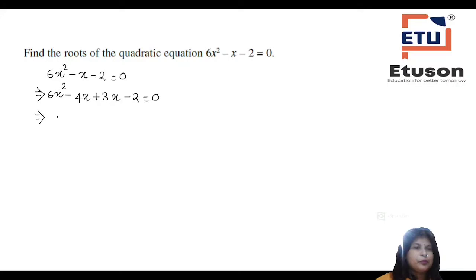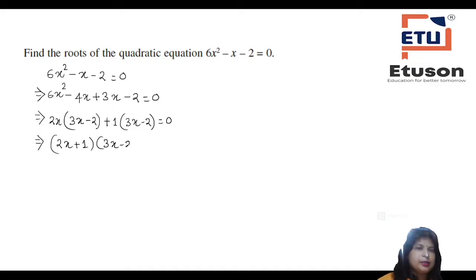So now what you do? You can take 2x common here. If you take 2x common, you will get 3x minus 2. Plus, here from minus 3x... from 3x minus 2 you can take 1 common, so you will get again 3x minus 2 is equal to 0. 1 into 3x minus 2. So this is equal to 2x plus 1 into 3x minus 2 is equal to 0. So this is how you have factorized the quadratic equation.